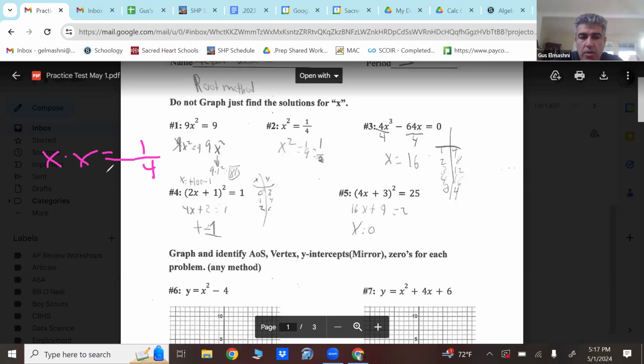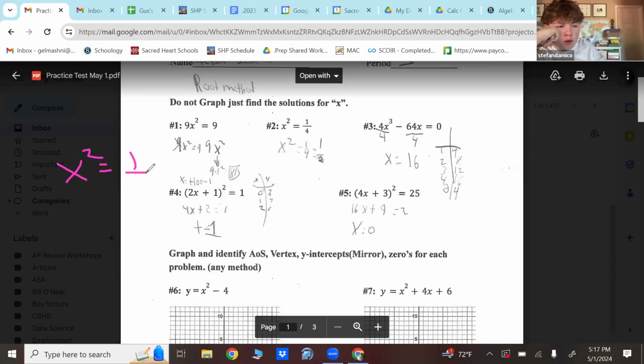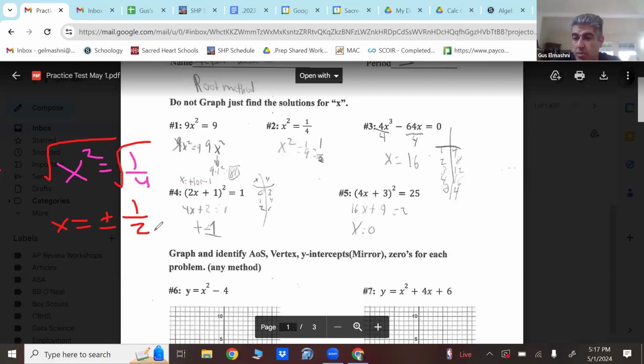Now, the way you could show your work algebraically is this: plus or minus 1/2. And that's it. That's your answer. Plus or minus 1/2. Because when you square root 1, you get 1. Square root 4, you get 2. And you've got to put plus or minus.